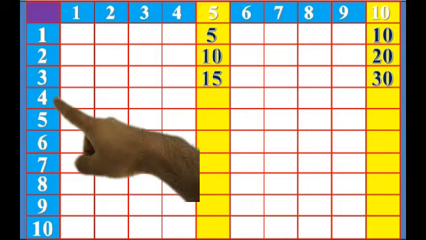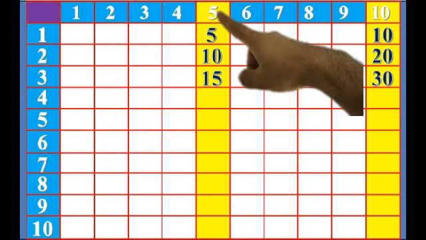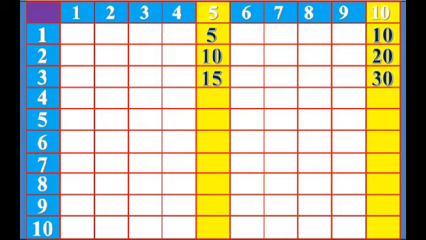What is 4 times 5? 4 times 5 is equal to 20. 20 times 2 is equal to 40.